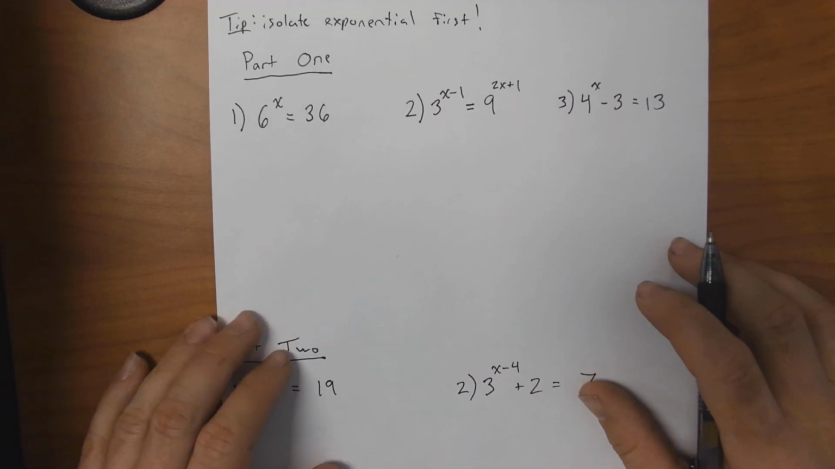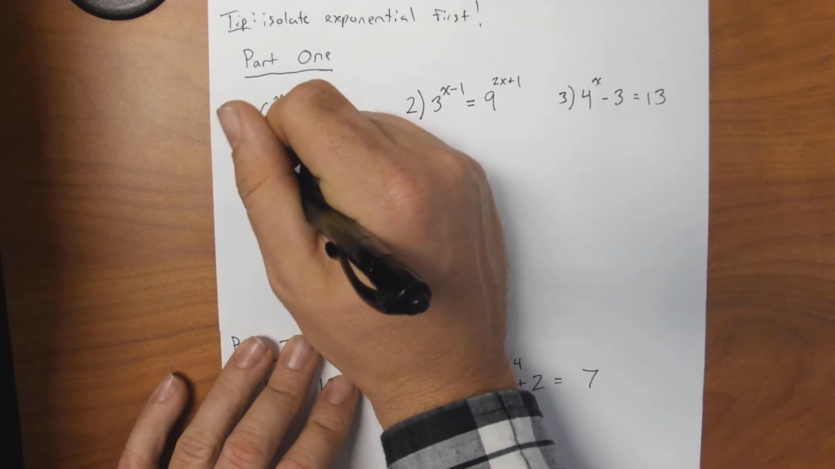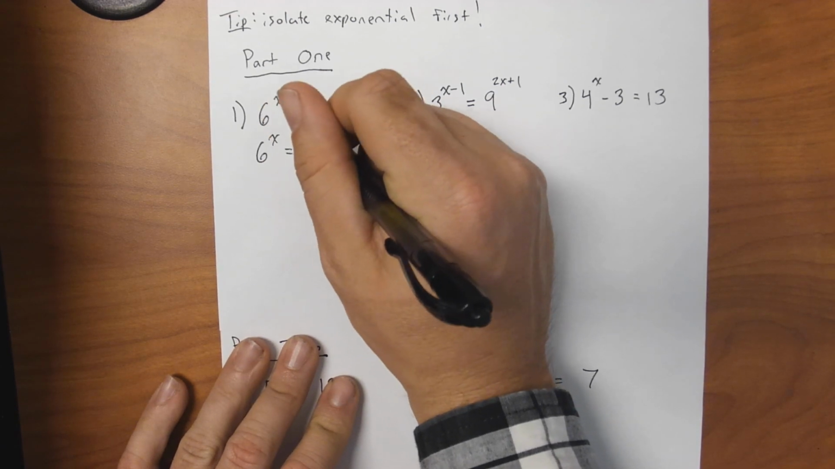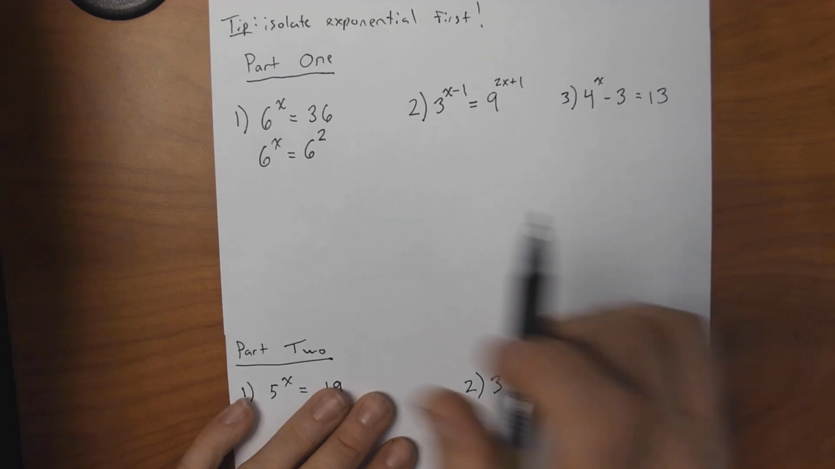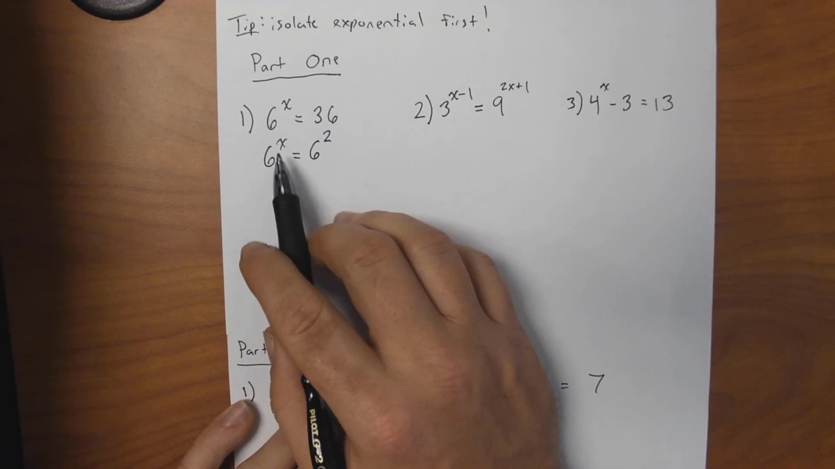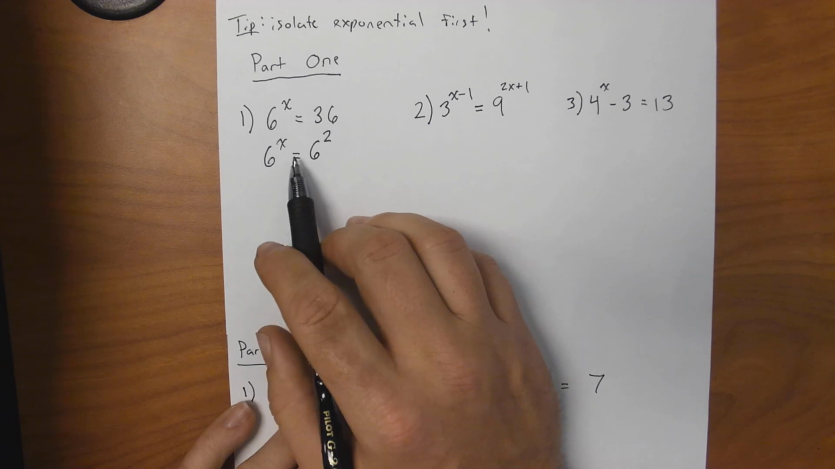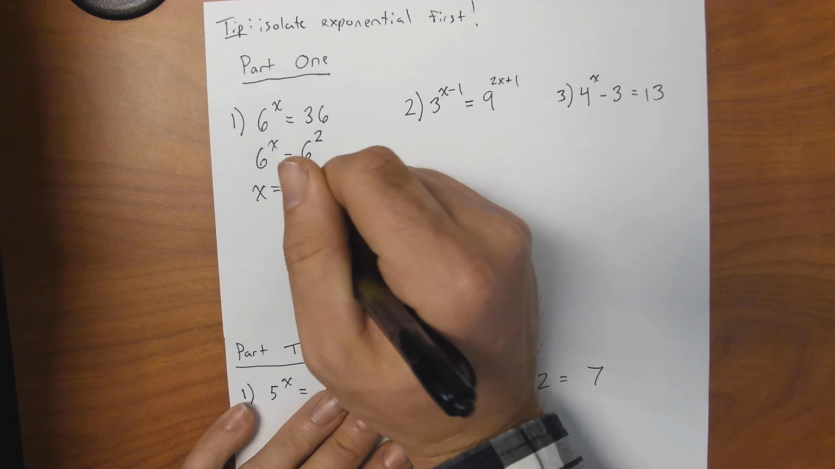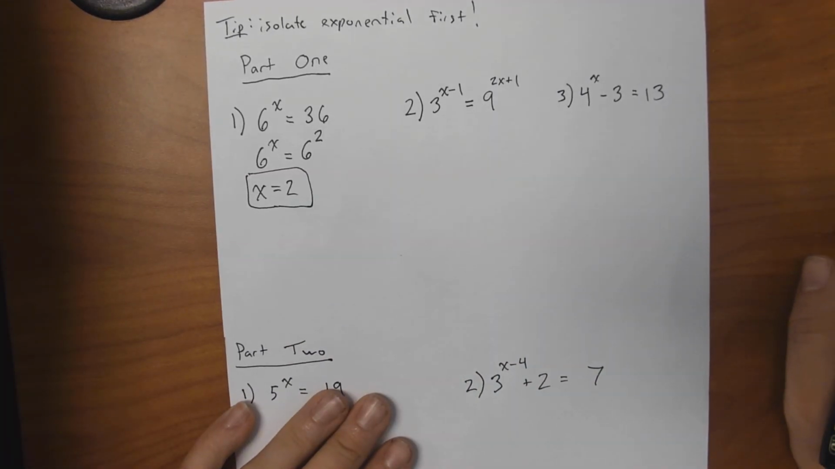So suppose I want to look at this first example. I can rewrite 36 as 6 squared. Since exponential functions are one-to-one, x has to equal 2. In other words, 6 to what power equals 6 raised to the second? If you ask the question, you'll know the answer. The answer is 2. You probably could have guessed that just by looking at the equation.